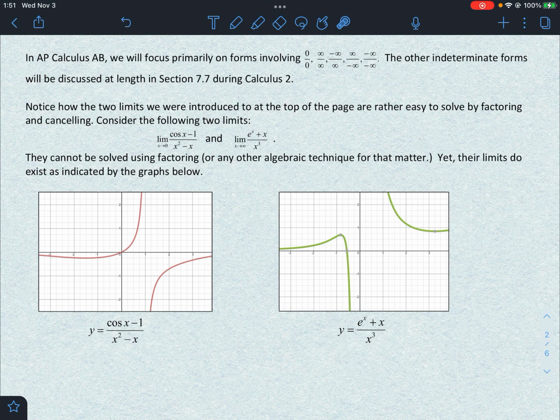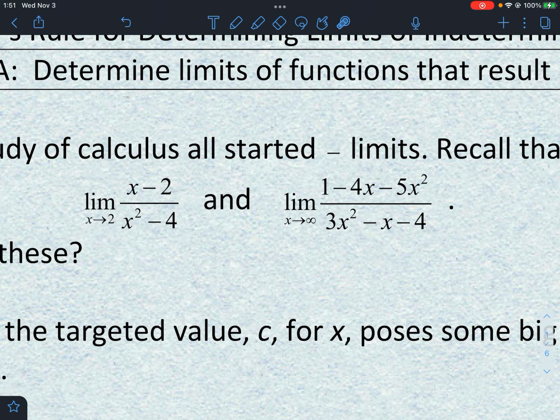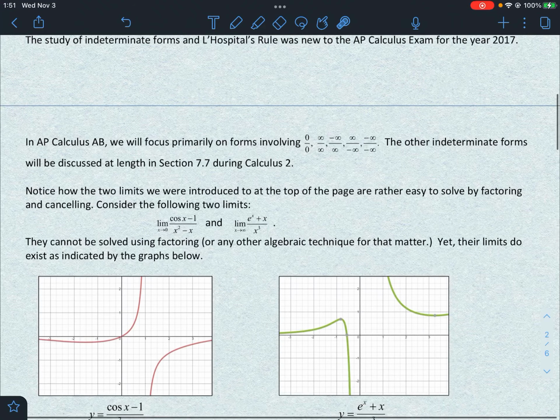Now, going back to those first two problems, we could factor, cancel, and then try again. Okay, and that would be a relatively easy thing to do for these two problems. But that's not always the case.